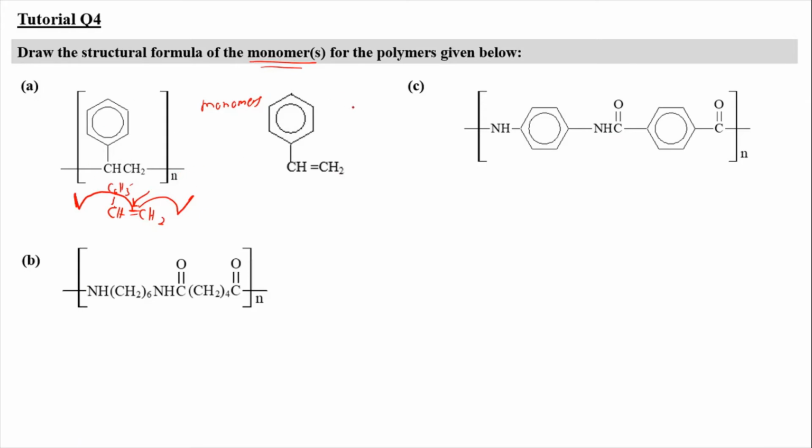For the monomer, there is no need to have n. You just write it one time because it is mono, which refers to one.